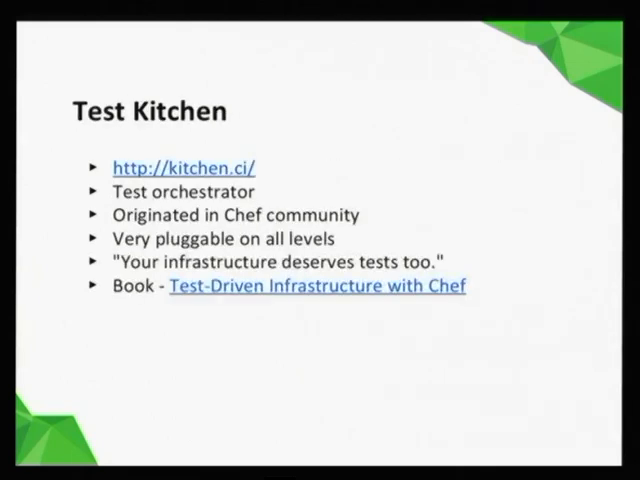So Test Kitchen is an open source project written in Ruby, originated in the Chef community. It's kind of a test orchestrator thingy. If you attended the previous talk, it was partially about Vagrant. So you can think of Test Kitchen as a test-oriented Vagrant. It's very extensible and flexible, and basically you can bake completely different test infrastructure using the same tooling.